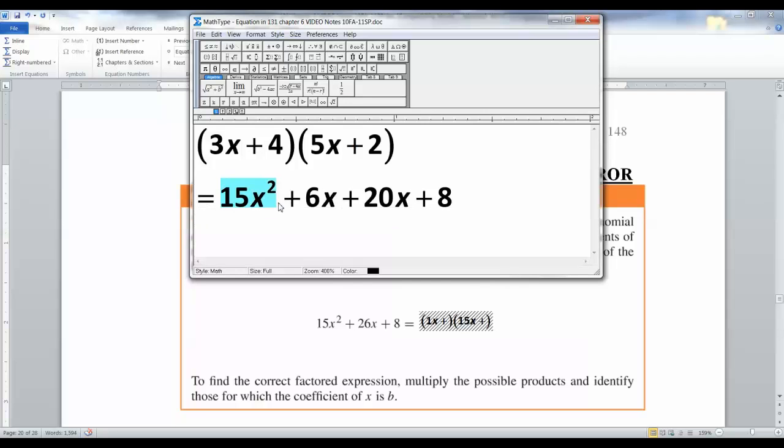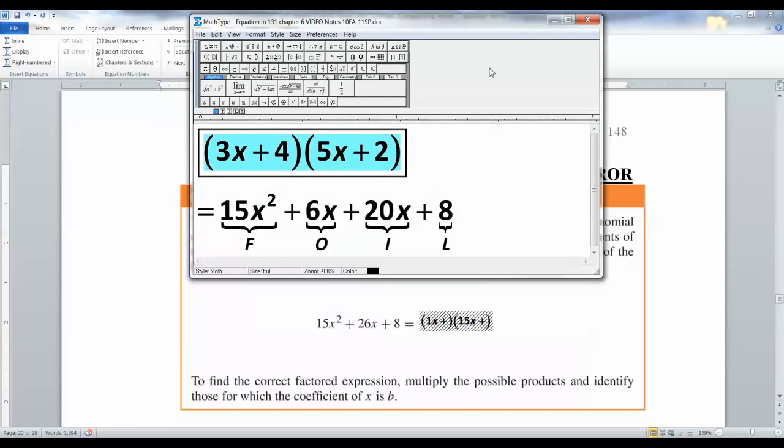So this is your firsts, if you're foiling it, right? There's your firsts. There's your outers. Here's your inners. Oops, I've been doing curly braces. Inners. And this is your lasts. Right? All right, so this works.